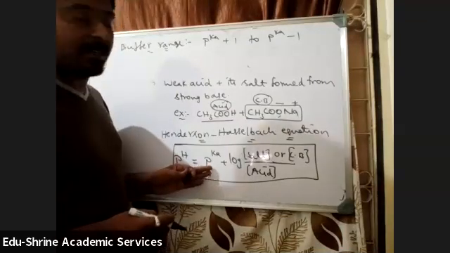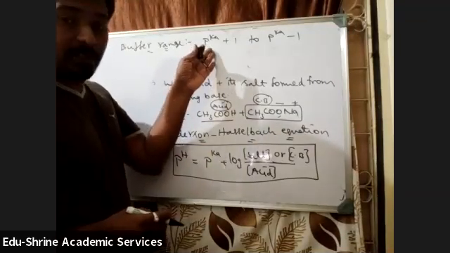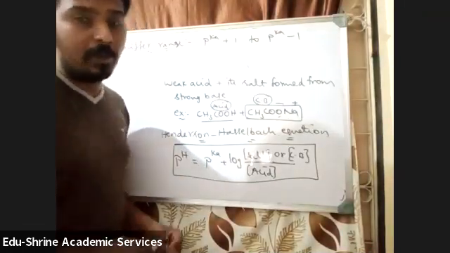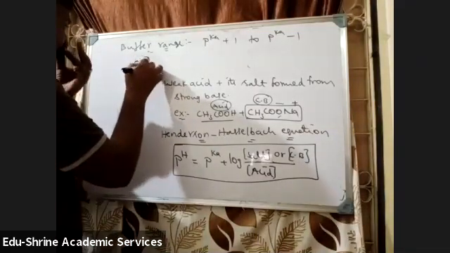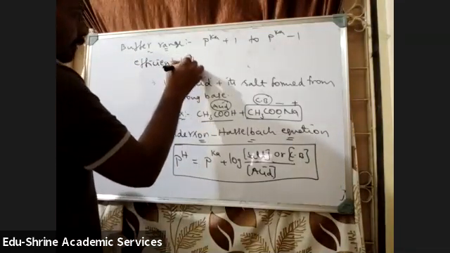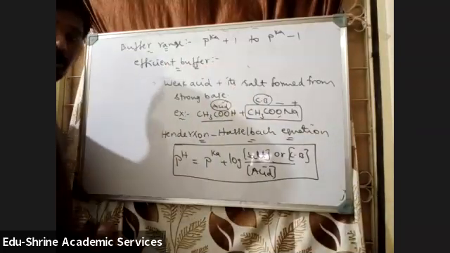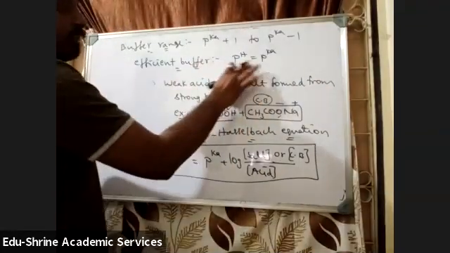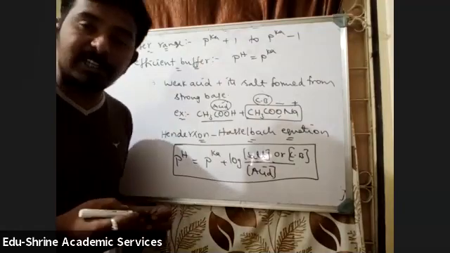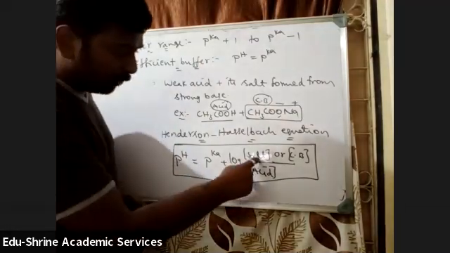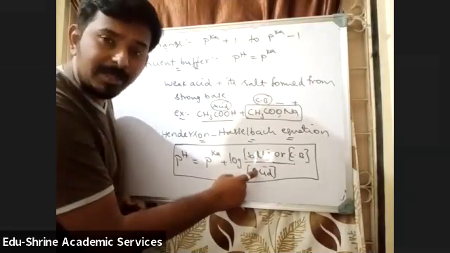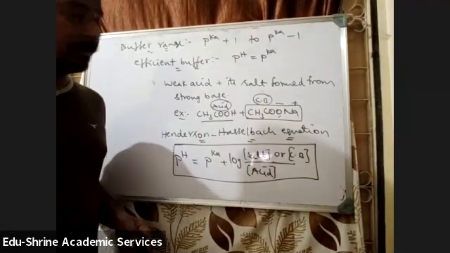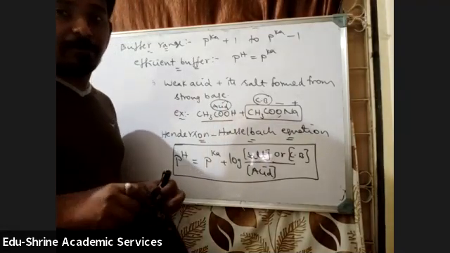If the pKa value of the acid is given as some value, suppose it is 5, then it will be 4 to 6. Only in that pH range will the buffer work. Now for a buffer to be called an efficient buffer, the pH value must be equal to the pKa value. That means both salt concentration and acid concentration must be the same. So when these are the same, the pH value will be equal to pKa. Okay. So this is about acidic buffer.